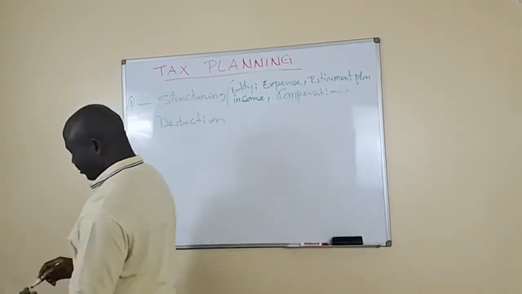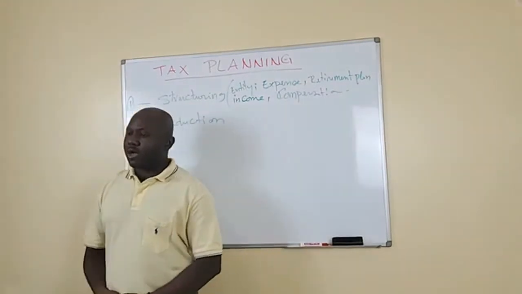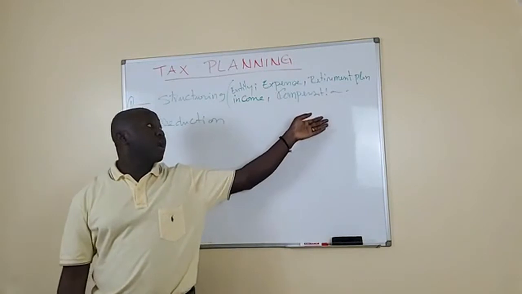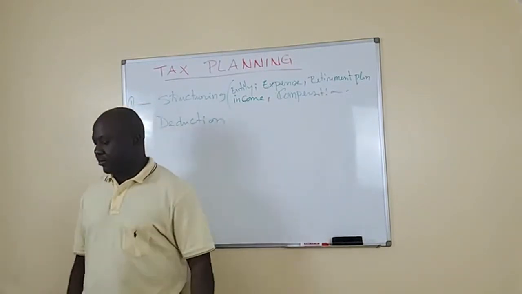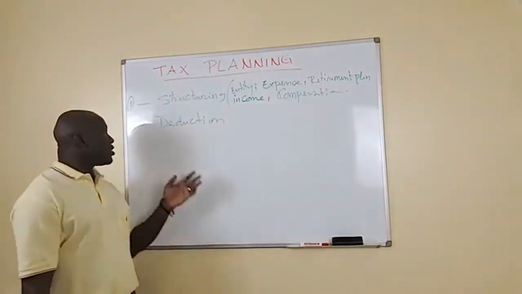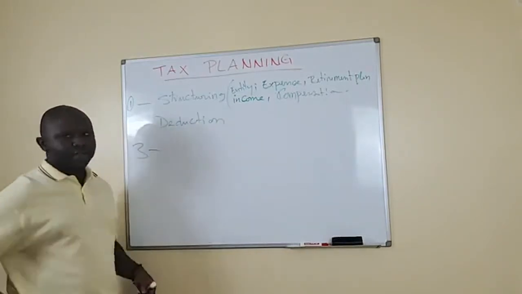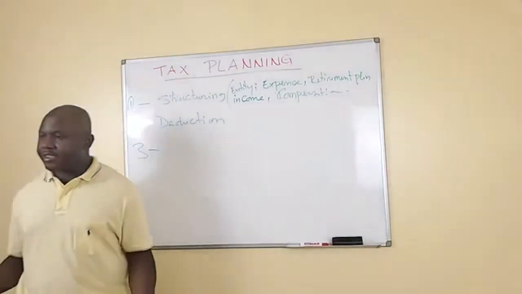And you will see what Amazon did. I have an example here to show you what Amazon did, right? So those are deductions. The third one, right? That one is credit.